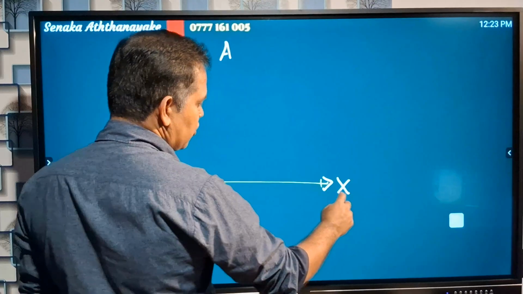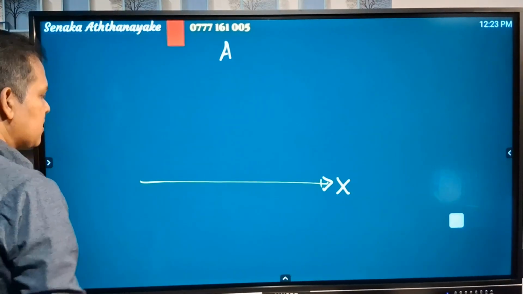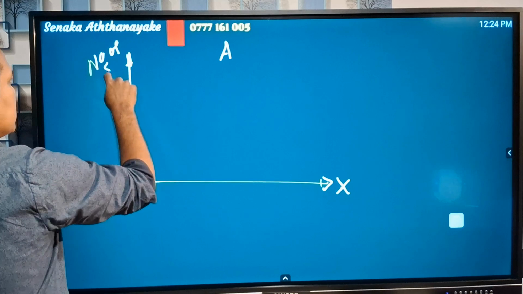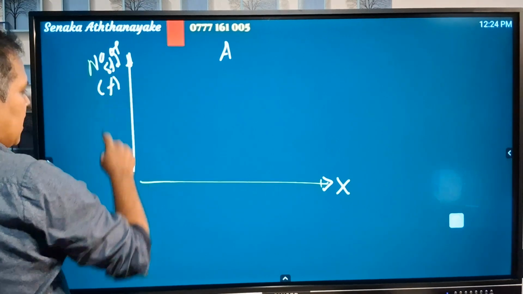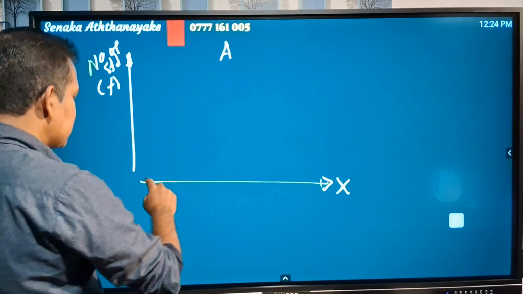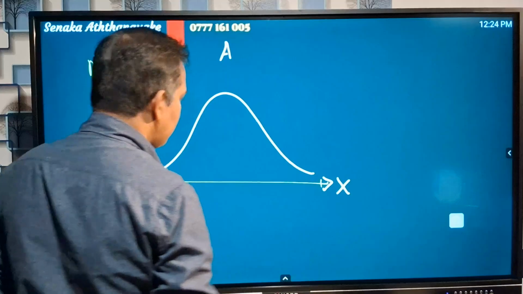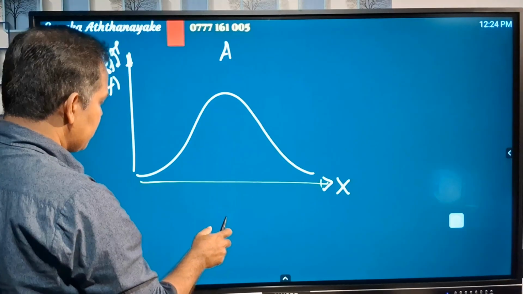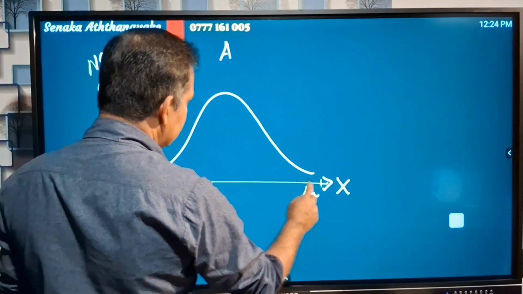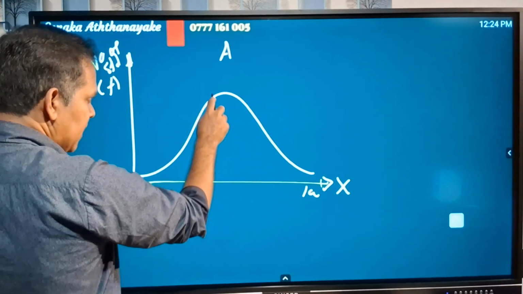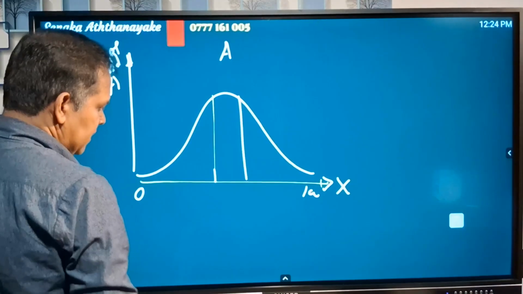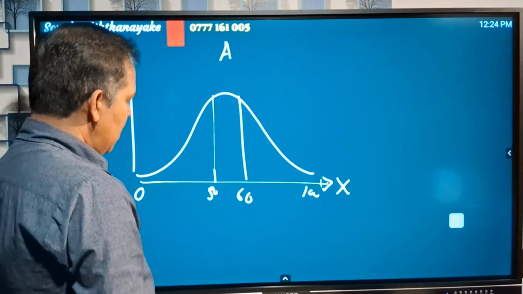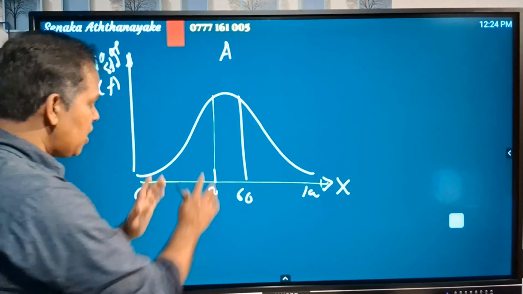I think this horizontal axis can be applied with marks, and this vertical axis number of students, that is frequency. And if you draw a smooth curve of this distribution, you can see this type of graph, and after that you can see this area is very high. This area, somewhere here 100, and if you consider this high area, this region, I think this is 50 to 60. What is your idea of this graph? How many students are there?